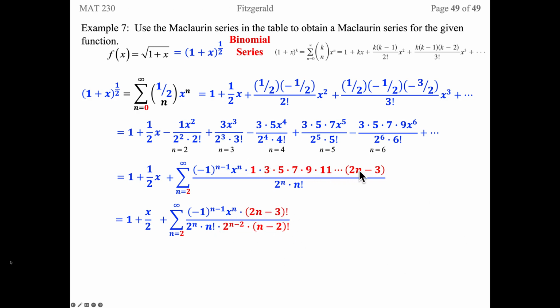This is a factorial to me. The only problem is there's no even numbers, and that's what we're going to divide out at the bottom.